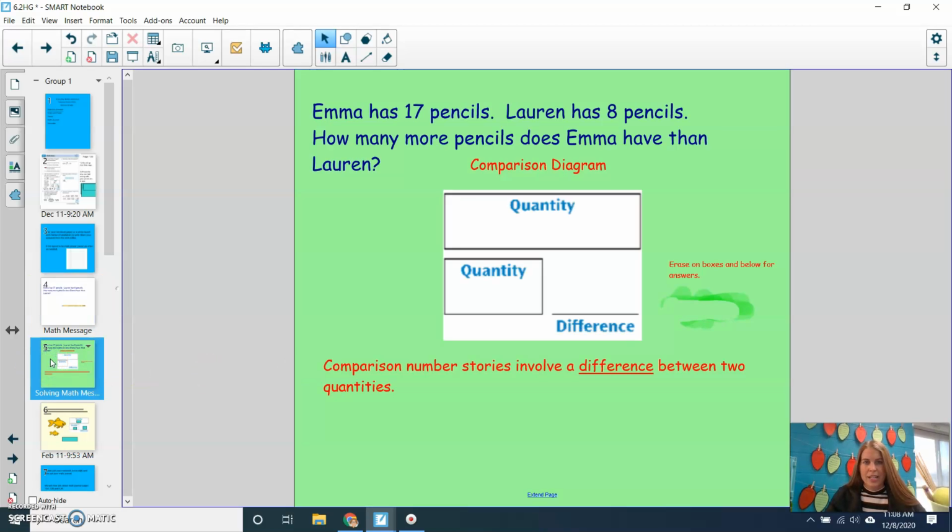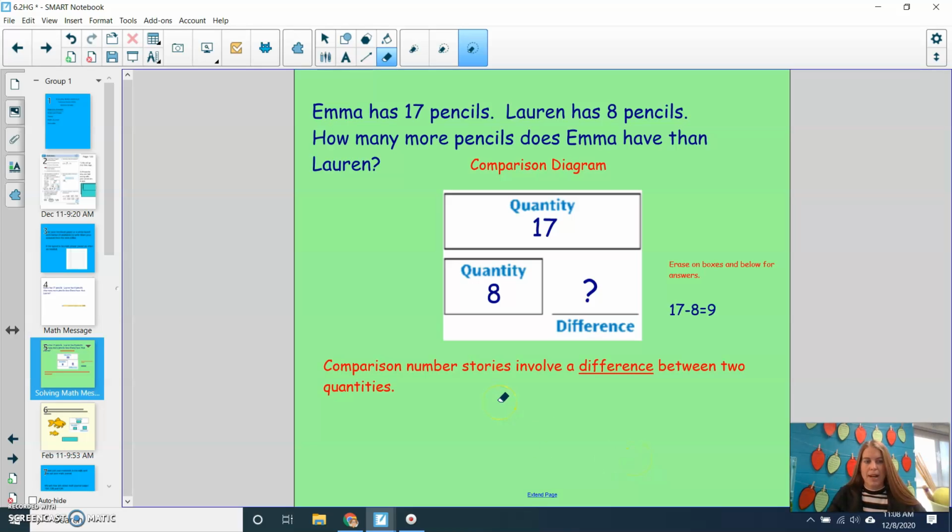All right, second graders. So a couple of strategies. Today we'll take a look at our quantity difference. We know that Emma has 17 pencils, and we know that Lauren has 8 pencils. So we're trying to figure out the difference. That's where I'll put my question mark. So to solve this, you should have subtracted 17 minus 8 to get a total of 9.